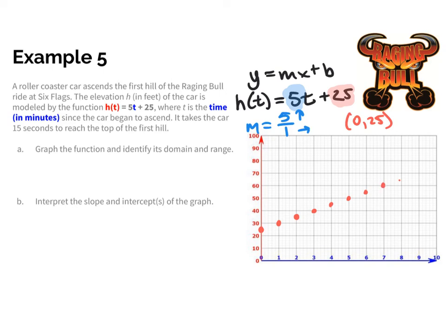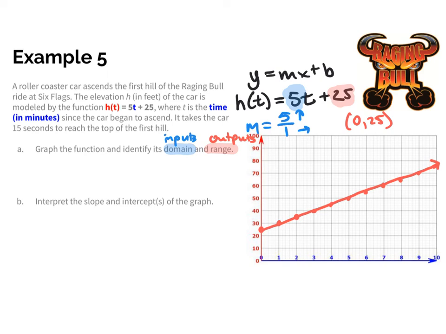And I'm going to plot as many points as I can here. And this again is showing the Raging Bull going up that first hill. It's climbing the hill, which you can see there by that graph. What I then want to do is recognize, based on this, what are my domain and my range. So again, domain is going to be a list of all of your inputs that are possible, and the range is going to be a list of all of your outputs possible.